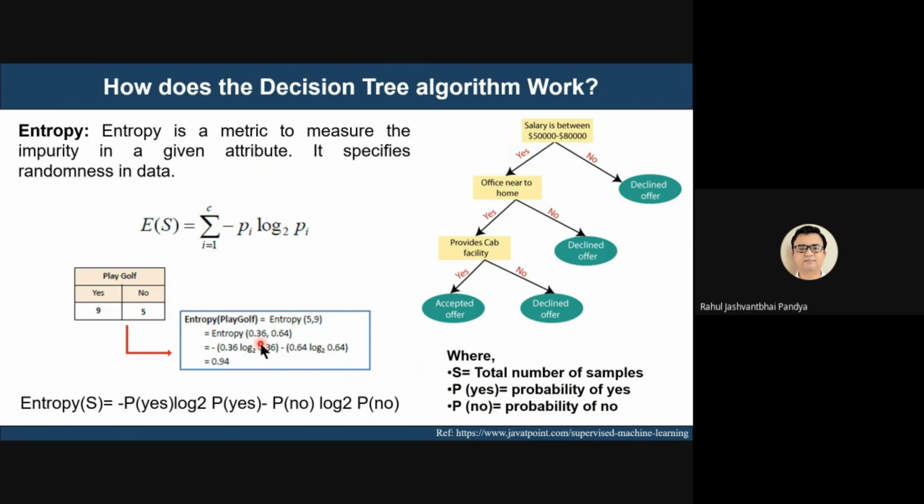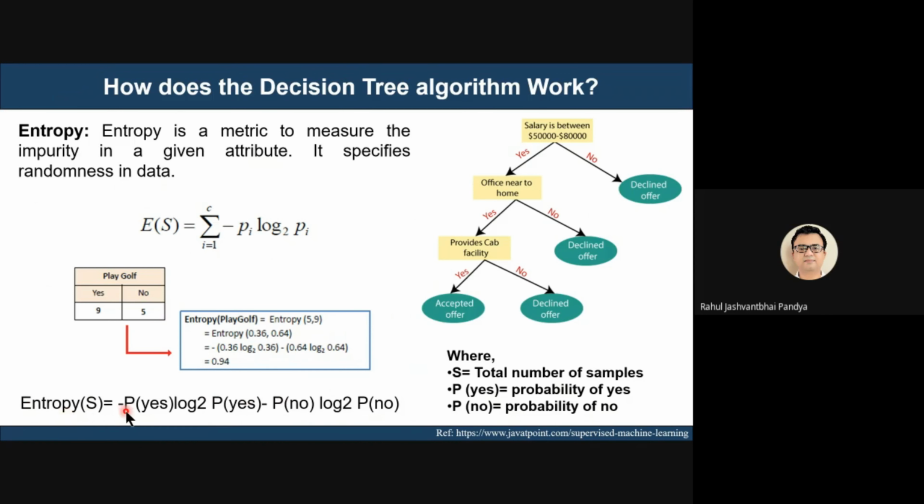which is 0.36 here. So using this formula, I can say minus pi into log base 2 pi. So it's like 0.36 into log 2 0.36. That's the first minus sign, and then minus 0.64 into log 2 0.64. So this is for the no, and this is for the yes, and the total entropy I get is 0.94, right? 0.94, which can be extended here also.